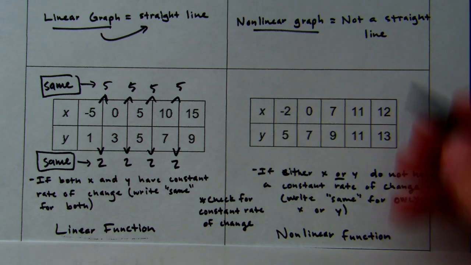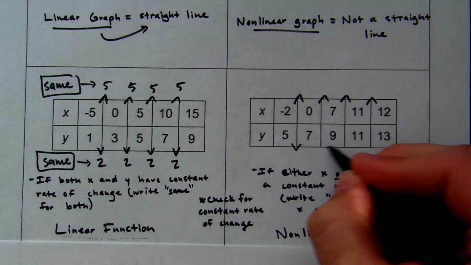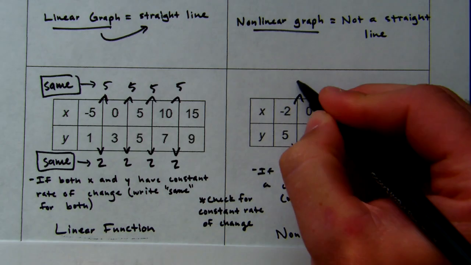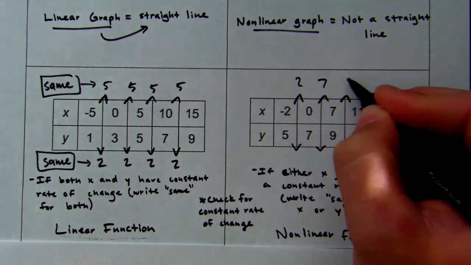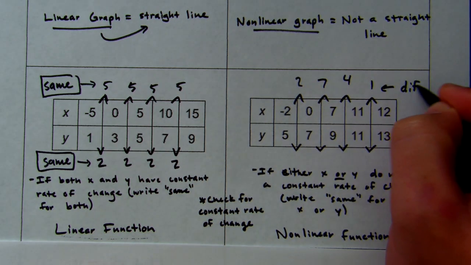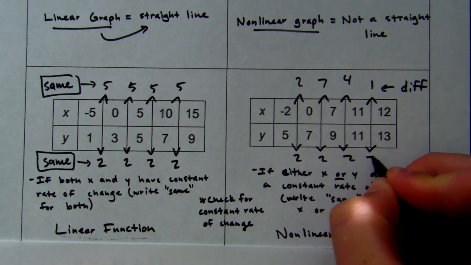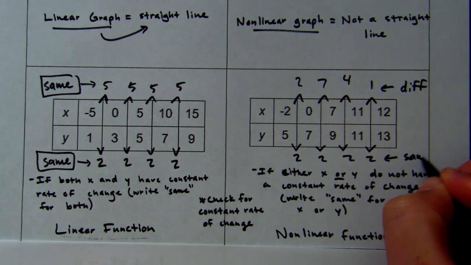Now, let's take a look at this one. Again, we're going to find our caret here. We're going to find our caret for y, x. So the difference, 2, 7, 4, 1. Well, those are all different. And so we can write diff for different. Now, these are 2, 2, 2, 2. Oh, those are the same.